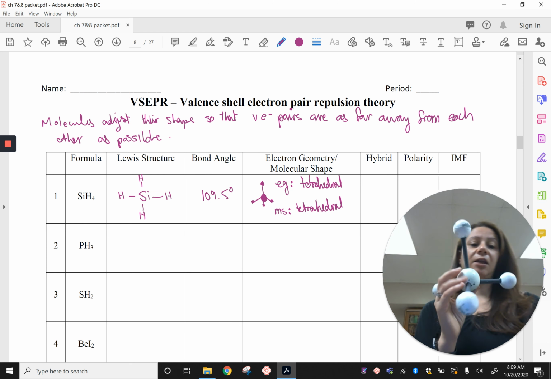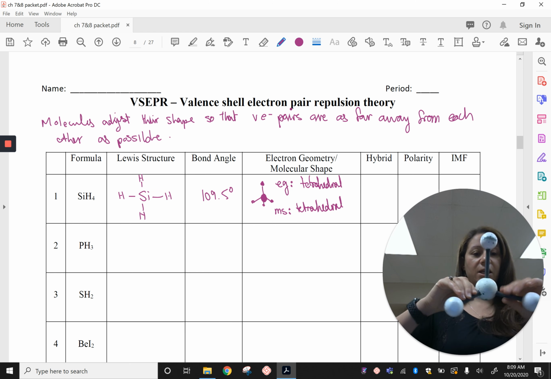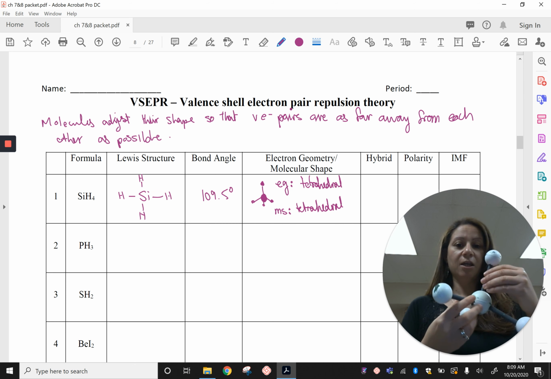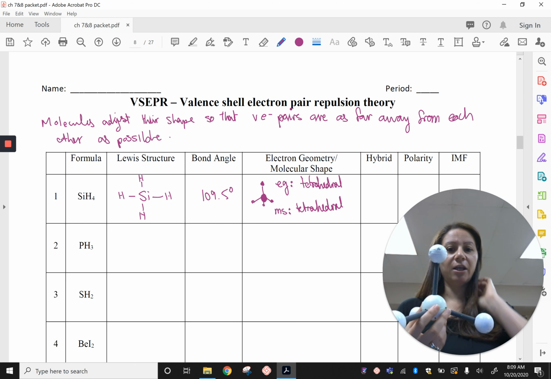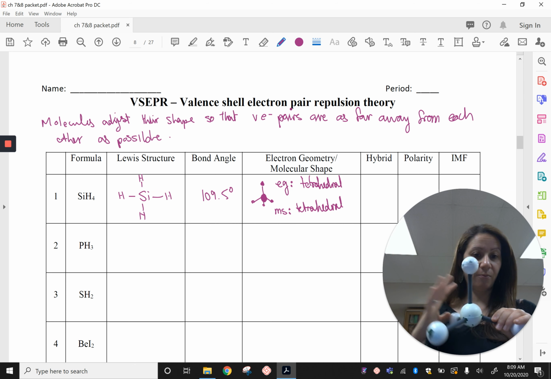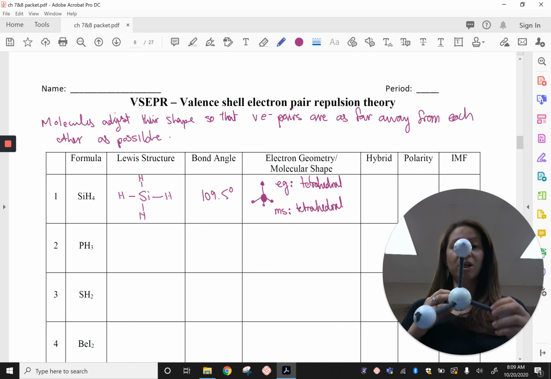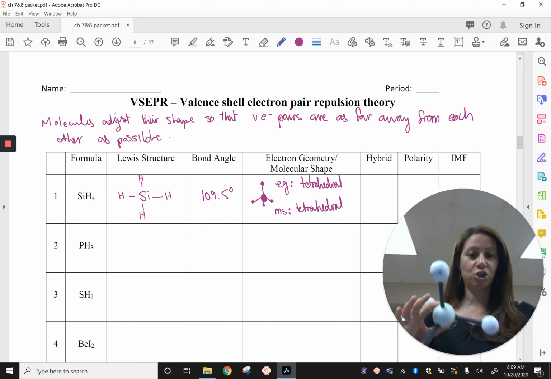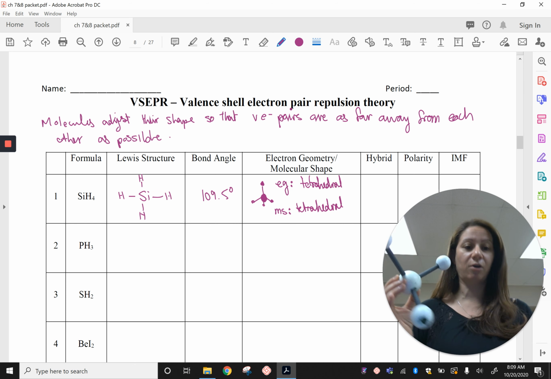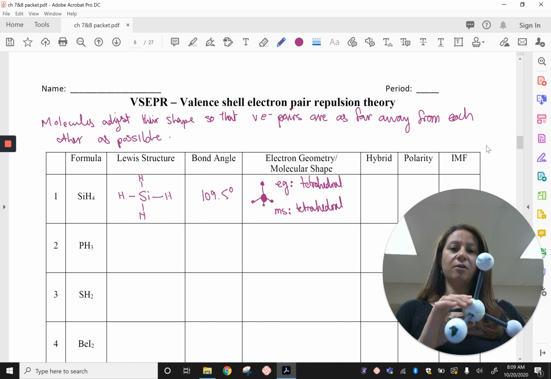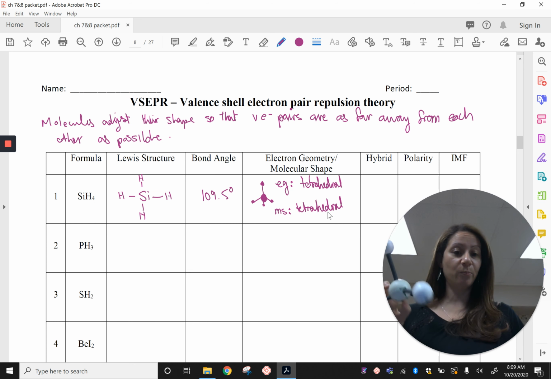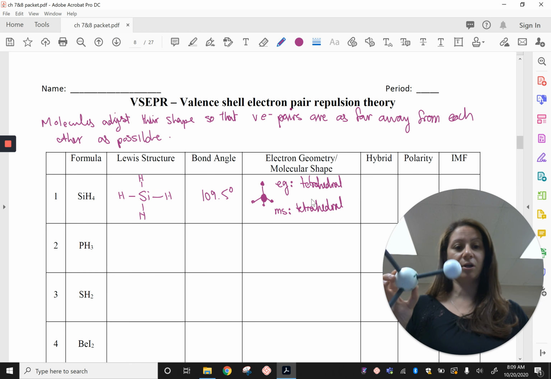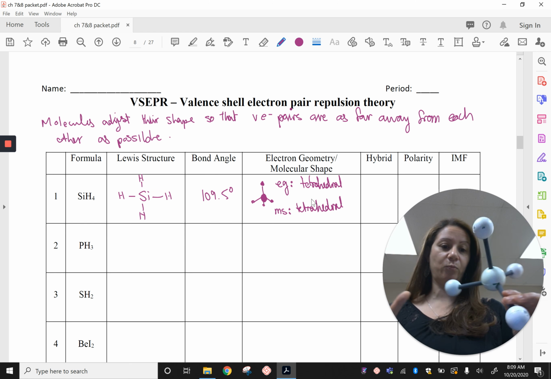Now, the electron geometry is the shape of the electron areas. So the shape that the electron areas are making. The molecular shape is the shape that the bonds are making. And so when you have all your electron areas in bonds, then the electron shape and the molecular shape are going to be the same. That's why here they're all the same. If you have lone pairs, then your molecular shape and your electron geometry will be different. But in this case, they're both the same.